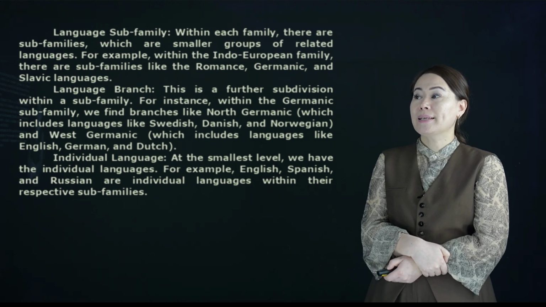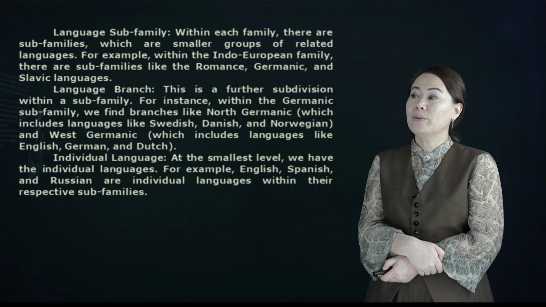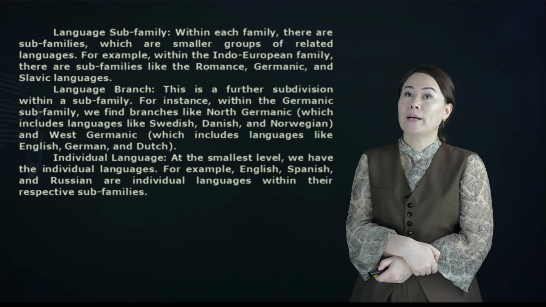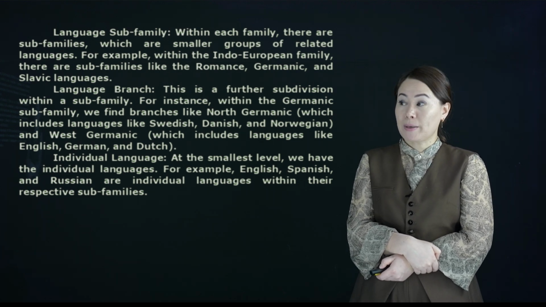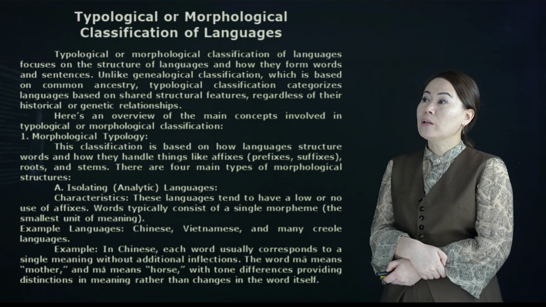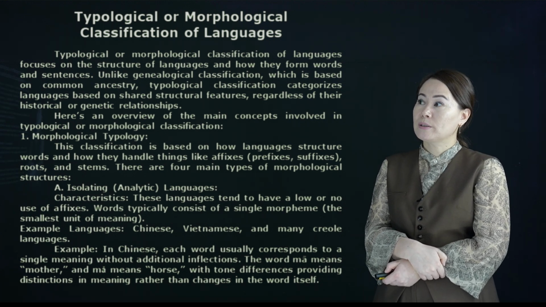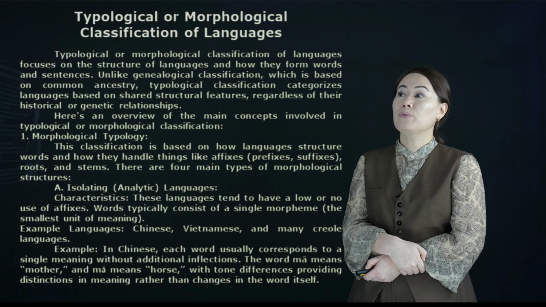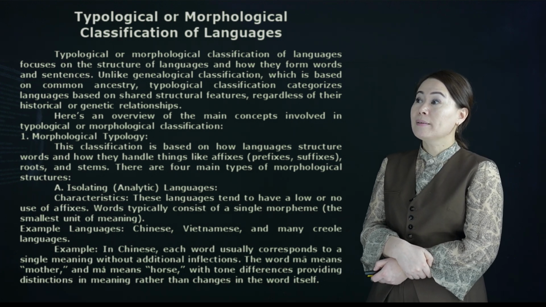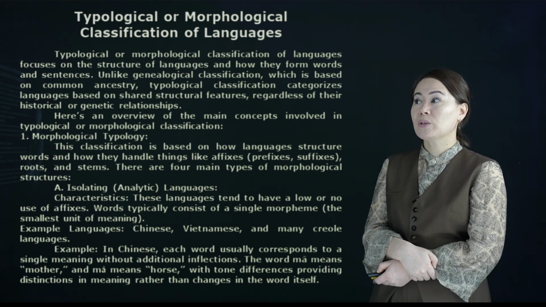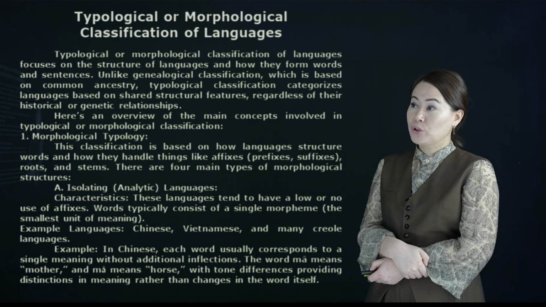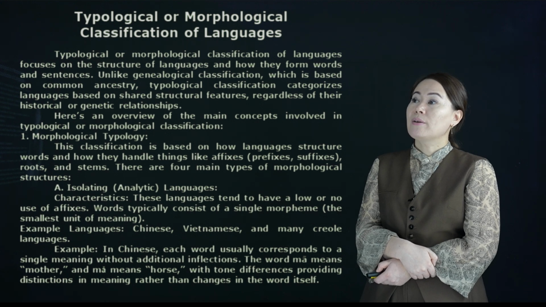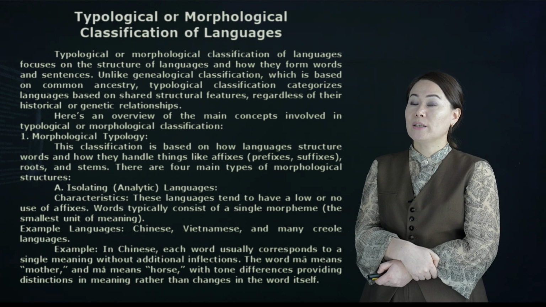Individual languages. At the smallest level we have the individual languages. For example, English, Spanish and Russian are individual languages within their respective subfamilies. Typological or morphological classification of languages focuses on the structure of languages and how they form words and sentences. Unlike genealogical classification, which is based on common ancestry, typological classification categorizes languages based on shared structural features, regardless of their historical or genetic relationships.